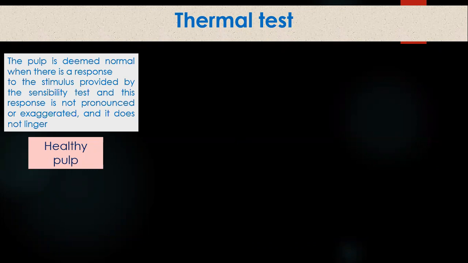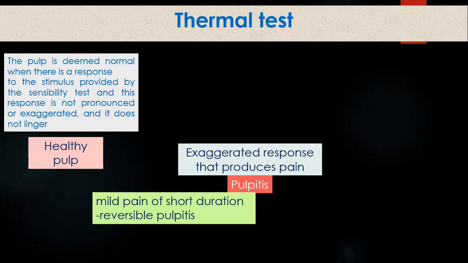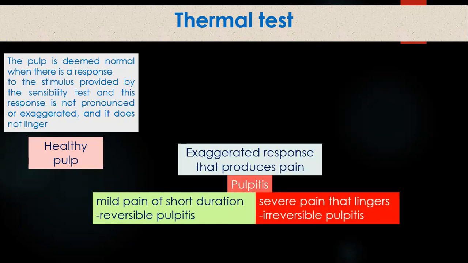So if the pulp is normal, there is a response to a stimulus provided by a sensibility test, and this response is not exaggerated, it does not linger, it is a healthy pulp. If we have an exaggerated response that produces pain, we must know that this is pulpitis. If this pain is mild and lasts for a shorter duration, we must consider reversible pulpitis. If it is severe and it lingers for a longer period of time, it is irreversible pulpitis.